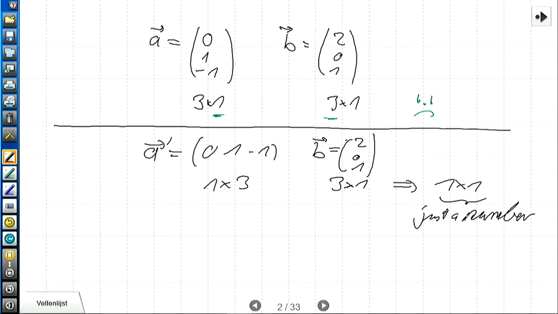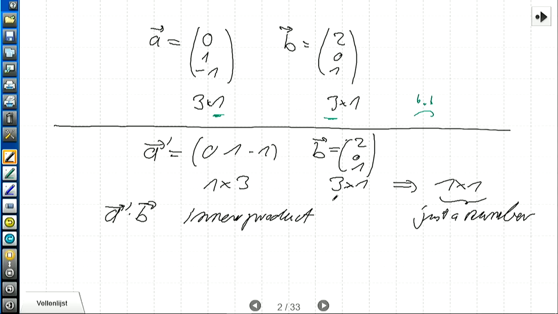And we have a name for that. This particular product, the product of a vector transposed times another vector, we call the inner product, and we write it this way. This is the inner product. So don't worry about the inner product.